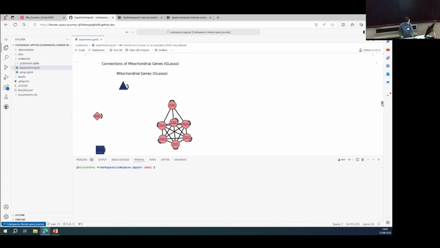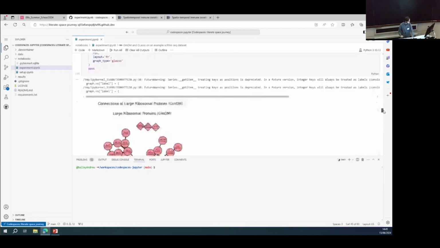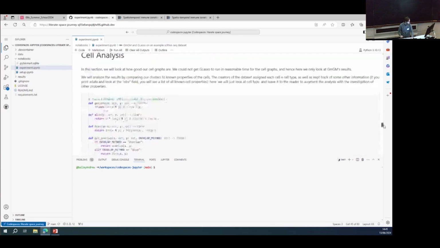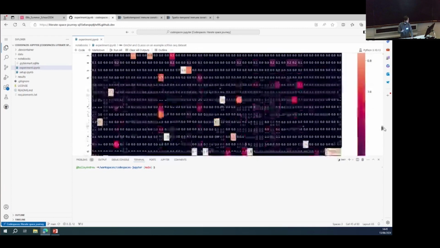I think I'm going to stop trying to scroll through it because I either go too fast or too slow on this computer. Yeah, and you can also look at cell graphs. So we have different ways of validating it.